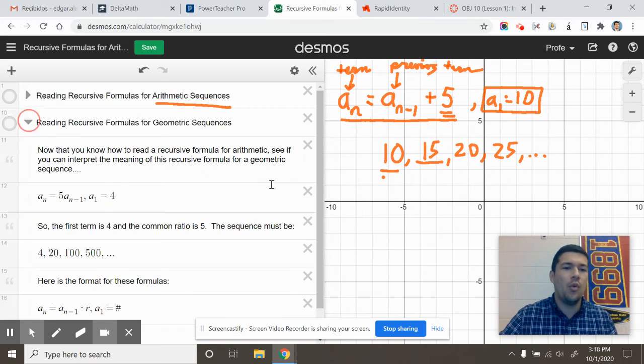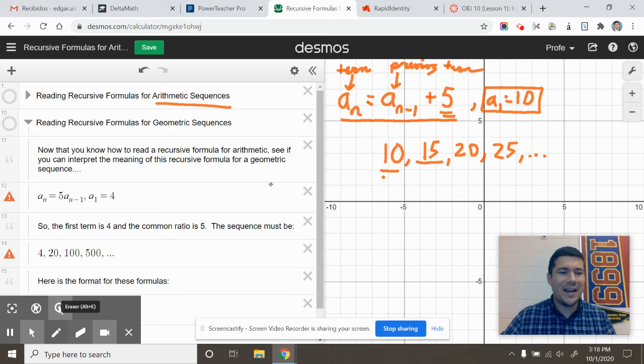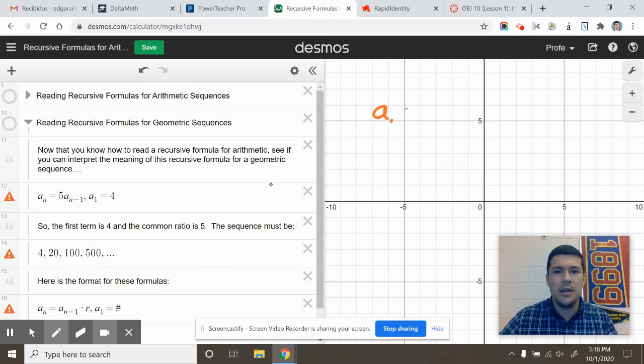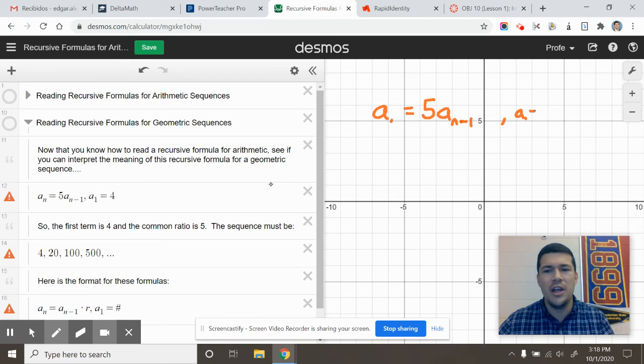All right. Now, what about geometric sequences? Well, it actually does not change that much. For a geometric sequence, we have a very similar format. So for this one, we've got a sub n equals 5 times a sub n minus 1, which means the previous. So we take the previous term and we multiply it by 5. And we make sure to mention where we start. If you don't mention the first term, then you don't know how to start writing this sequence.